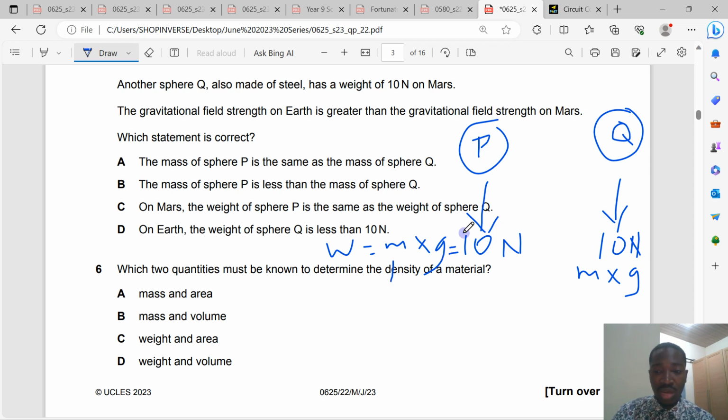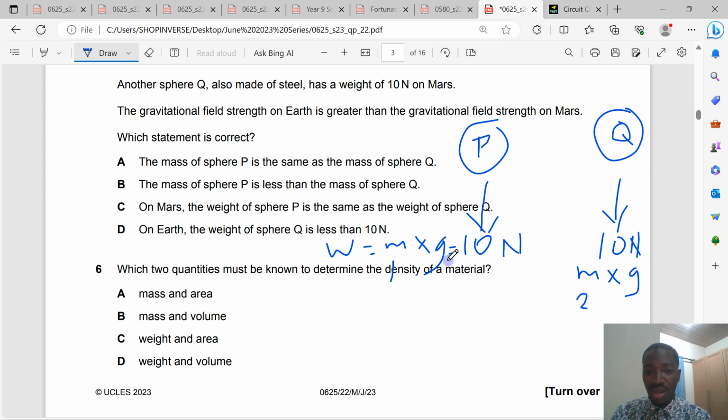Now, since we were told that gravitational field strength on Mars is less than that on Earth, let's assume gravitational field strength on Mars is, you can just pick a value like 5, or like 3.7. Okay, let's just assume 5. If gravitational field strength on Mars is 5, and multiplying these two must give you 10 Newton, then we know already that the mass here must be 2. So that simply means the mass that has a weight of 10 Newton on Mars will be a 2 kilogram mass.